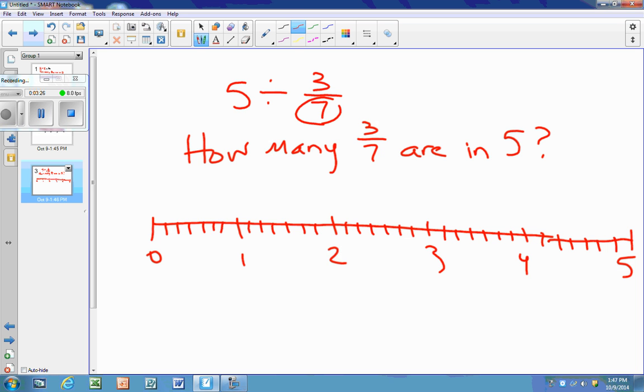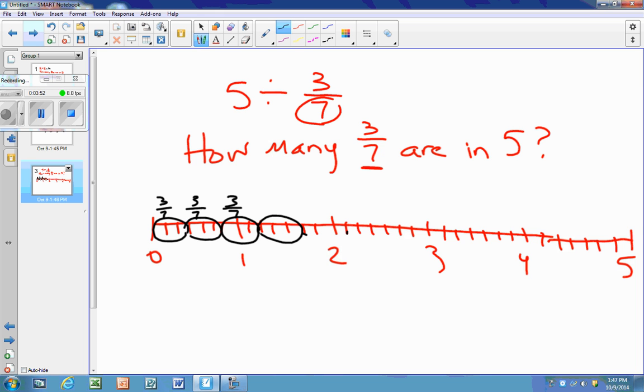Okay, so now we need groups of 3/7. That's what we're looking for. So each of these is 1/7, so I'm going to count 1, 2, 3. That's one group. That's 3/7 right there. 1, 2, 3. That's another 3/7. 1, 2, 3. Another 3/7. 1, 2, 3. Another 3/7.